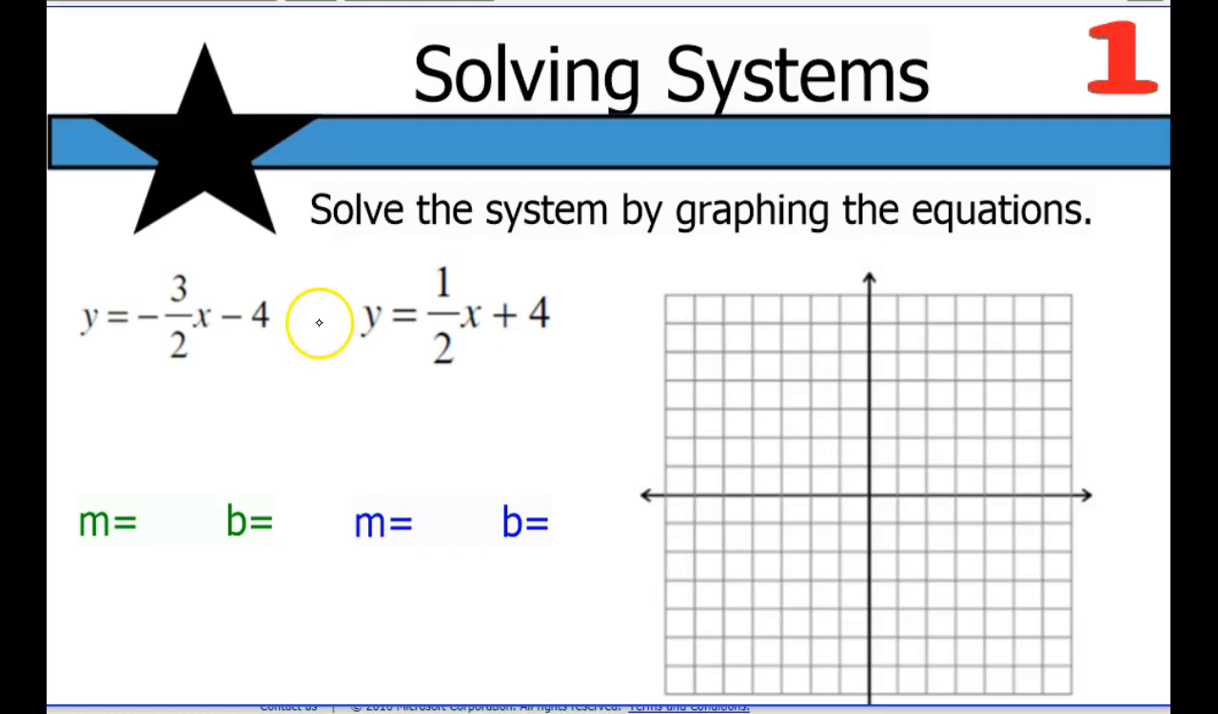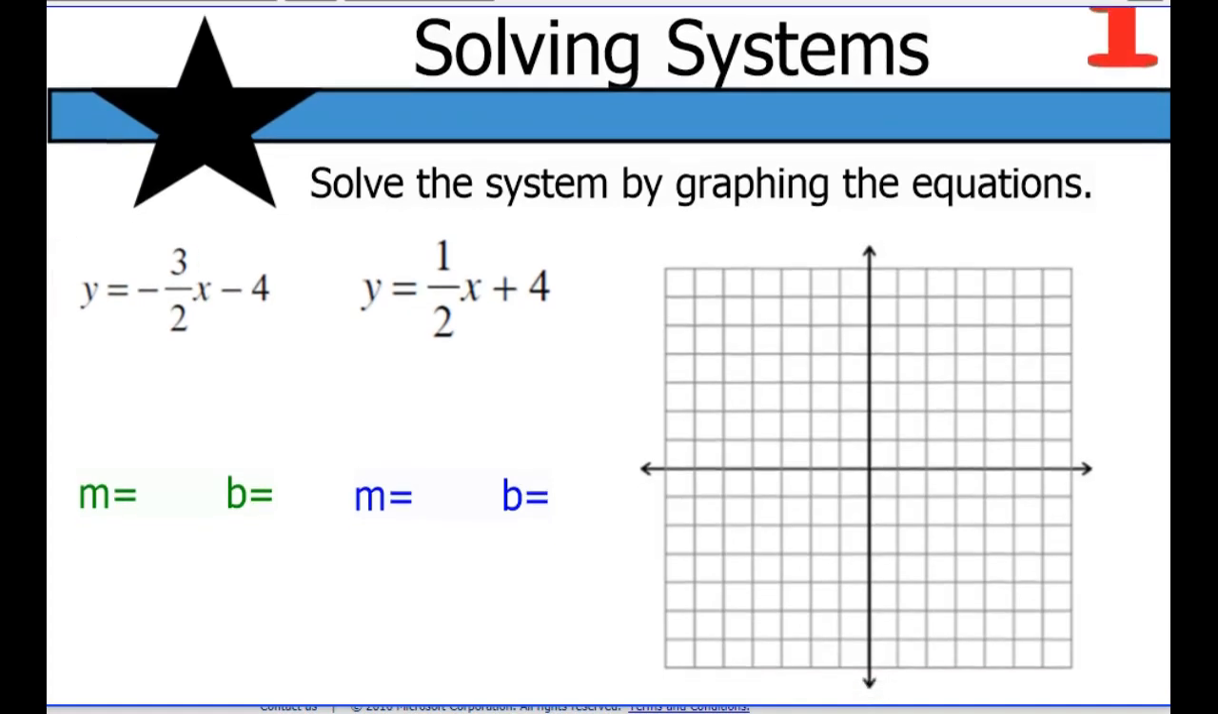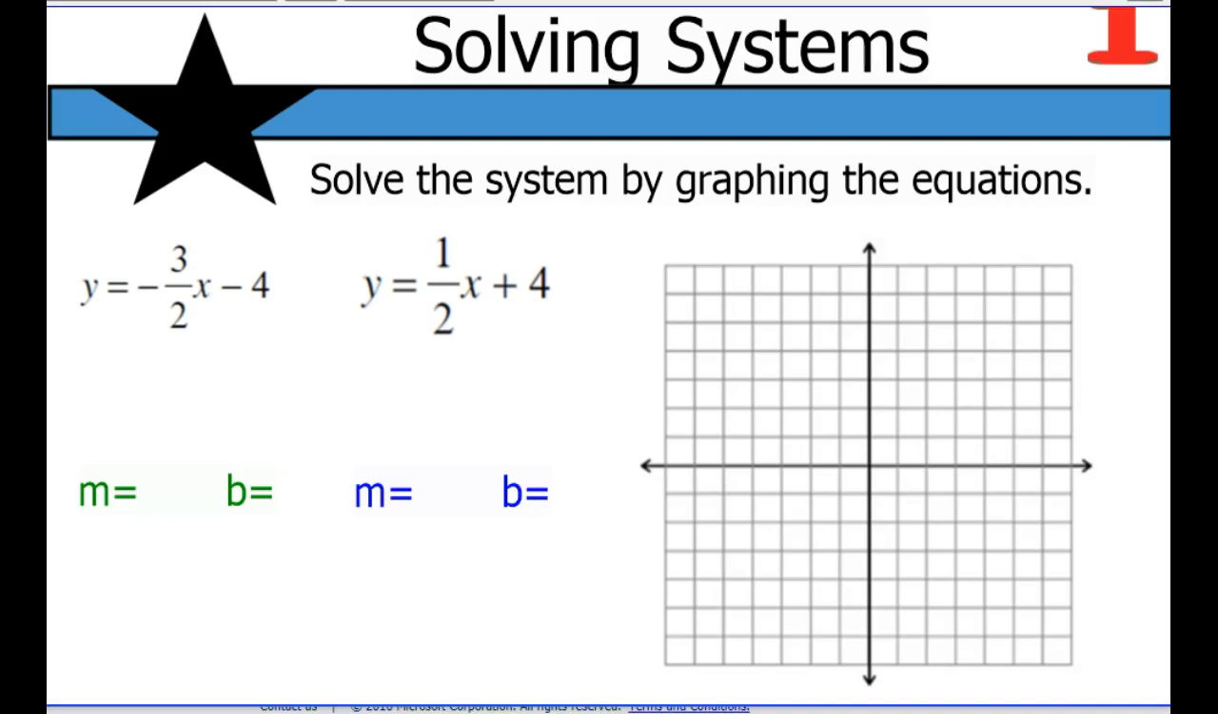Good morning and welcome to the last day of our MCA review, day 6. Today we're going to be solving systems and working with parallel and perpendicular lines. So first of all, we're going to solve systems of equations.